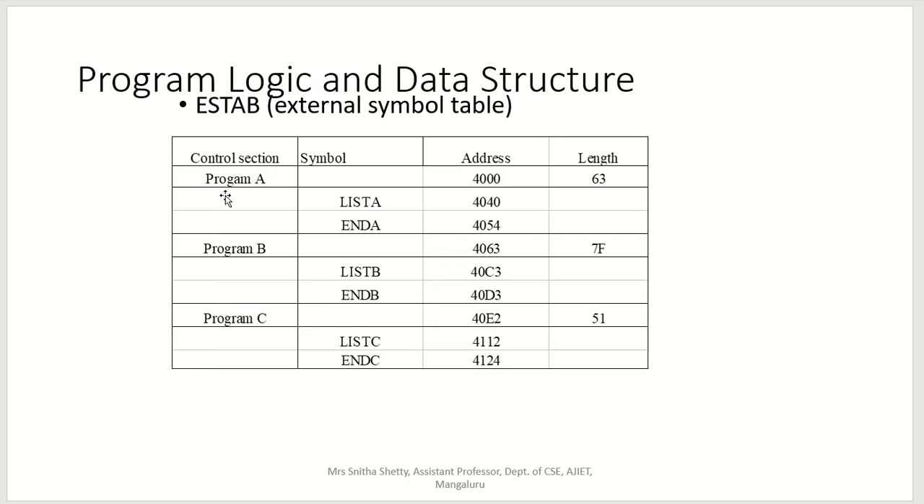0020, 0023, 0027, 0045. Here in program B is 0036. So in pass 1, here 0018, 001C. This is nothing but the address of all the instructions.